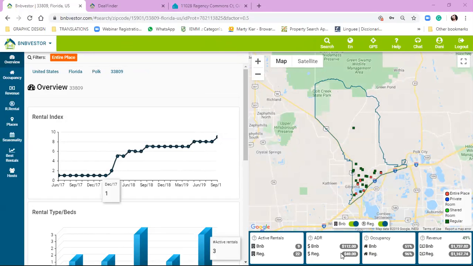Okay, so over here we have 9 active B&B rentals, 22 active regular rentals. You can see the average daily rate of $112 for B&B, an occupancy of 50%, very decent, and a revenue of 1,737, with an additional revenue of 49%. It's pretty good. Don't think that it's not. It's a pretty good additional revenue considering that it has low active B&B rentals.